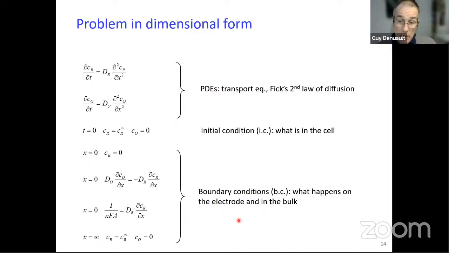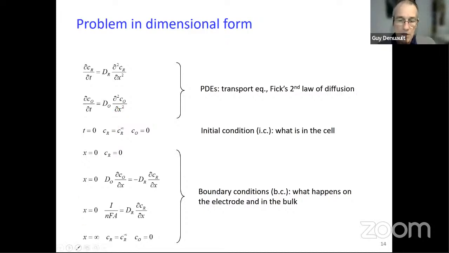Essentially, when we change the electrochemical experiment, for example, when we implement voltammetry, or if we do AC impedance, for example, this is the part of the problem that will need to be modified to account for the perturbation that we are imposing on the system. So this is in dimensional form, and you notice that all my variables are in lowercase.